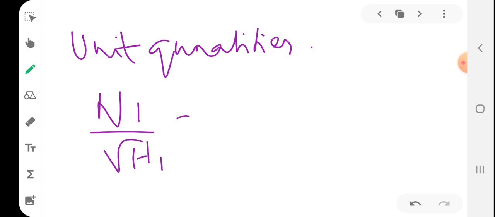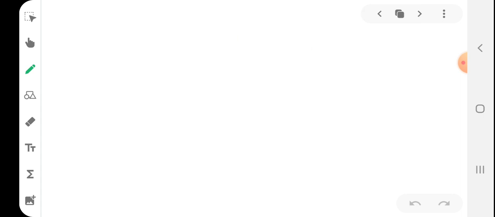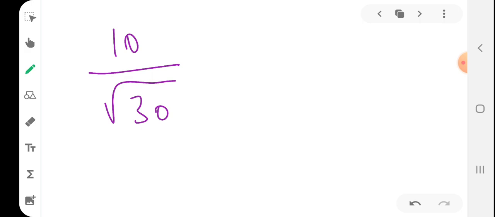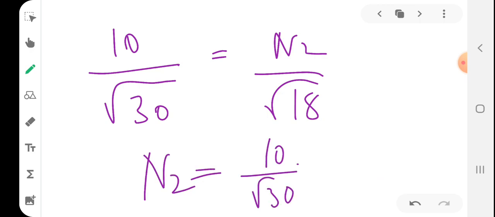N1/√H1 is equal to N2/√H2, we know, right? So N1 is given as 10 RPM, √30, H1 is 30, equal to N2/√18, or N2 can be written as 10/√30 into √18. Okay, so use your calculator and find the root of 18 and root of 30.